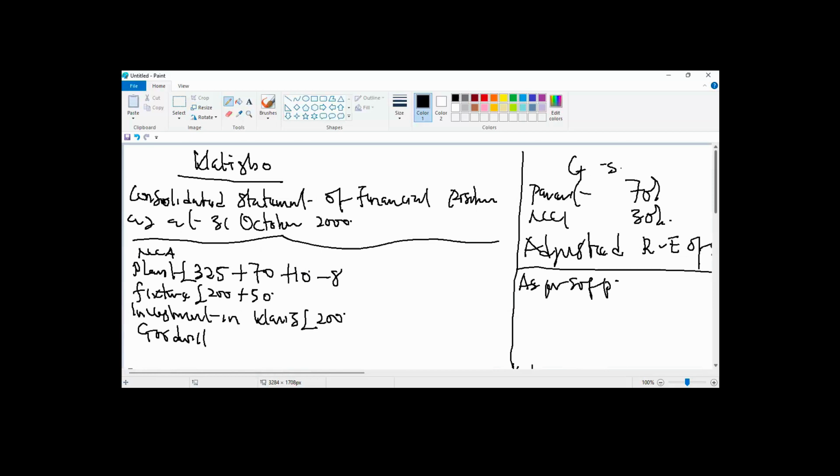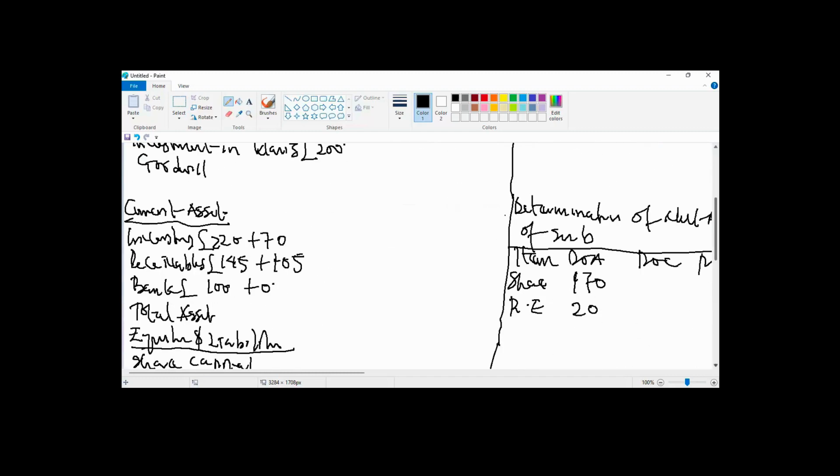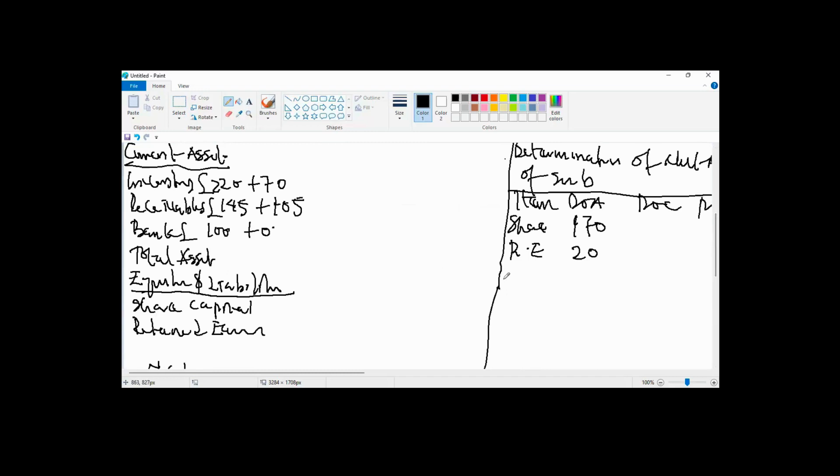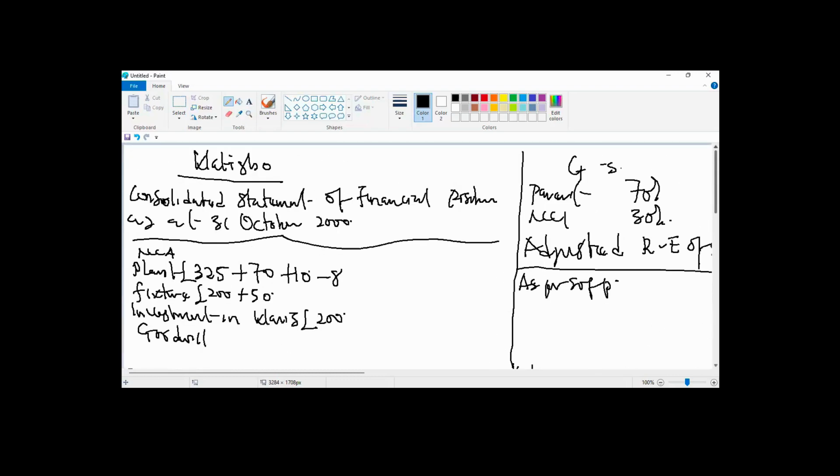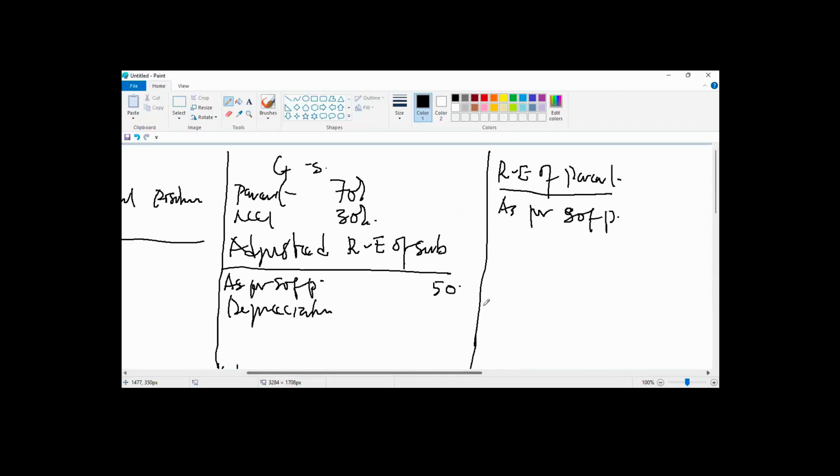I'll go to the net assets. The valuation surplus on plants, 10. For the second leg of the PPE, I'll go to adjusted return. That is it.